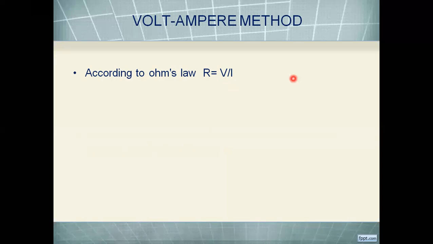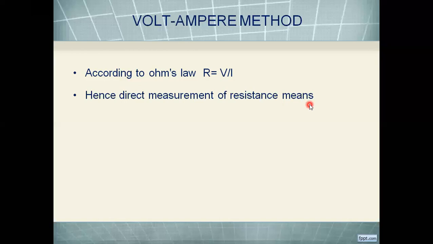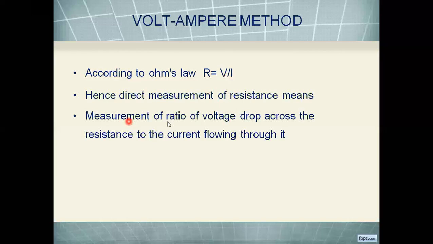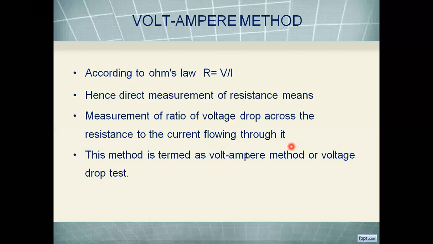This is a very simple formula you must have learned in a previous semester. Hence, the direct measurement of resistance means we simply use a voltmeter and an ammeter. We give some EMF, some voltage source, to the resistor whose resistance we want to measure. Then take the readings of the voltmeter and ammeter, and simply divide V by I. You will get the R value. So the ratio of voltage drop across the resistance to the current flowing through it gives you the resistance. This method is termed the volt ampere method or voltage drop test.